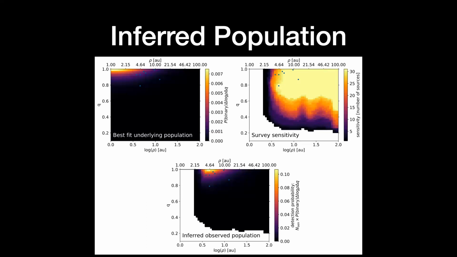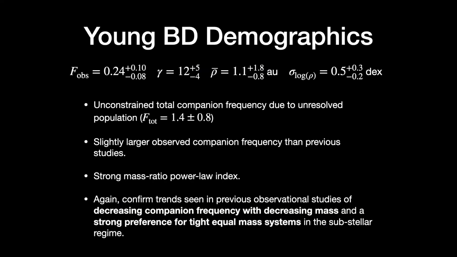So again, same thing as before, we have our survey sensitivity, detections, best fit model. You can see that unresolved companion, but when we combine them to see what we would actually observe, it fits well to our detections. Summarizing that, we have our best fit parameters. Again, we see the same trends with low companion frequency, at least that we're sensitive to, and a strong preference for equal mass and tight separation. Our observed binary frequency is a little bit higher than previous analyses because we have those new candidate detections that Kernel-Phase has discovered, but within the error bars, roughly consistent.